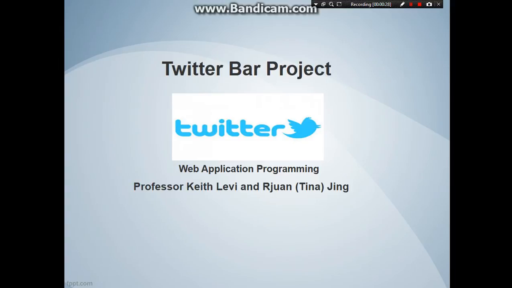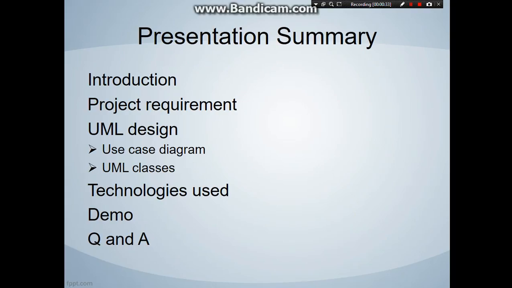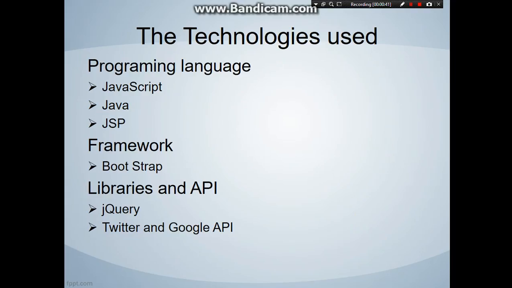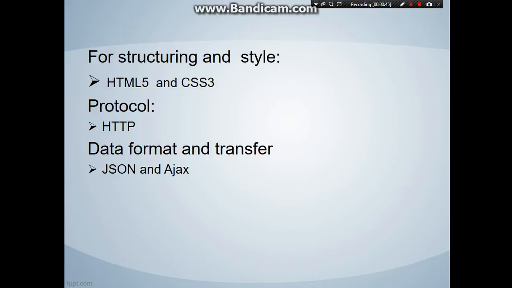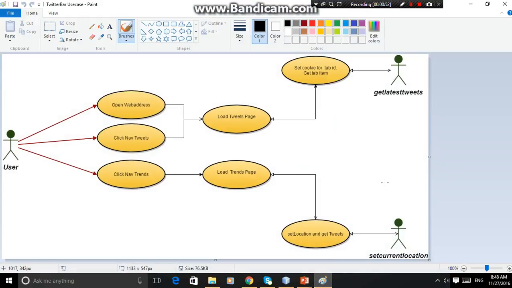So here is a brief summary presentation. In this introduction, I am going to specify the project requirements and the use case diagram that we used to complete this Twitter bar project successfully. Now let us see the use case diagram. From this diagram, we can see two specified systems: get latest tweets and set current location, and there is an entity called a user.